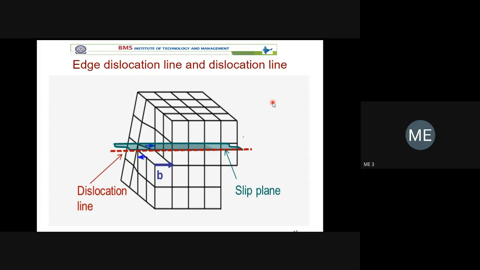Imagine the playing of the cards. If you push the card from the top as well as the bottom, the cards in between will slip. That plane where exactly it slips is referred to as a slip plane.